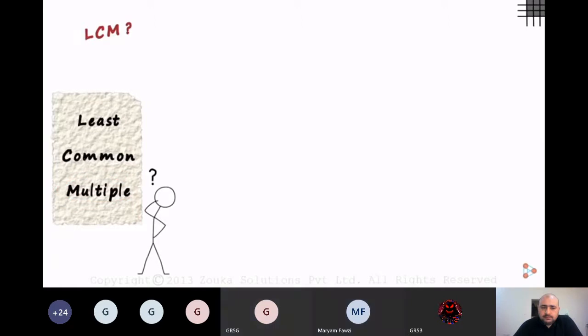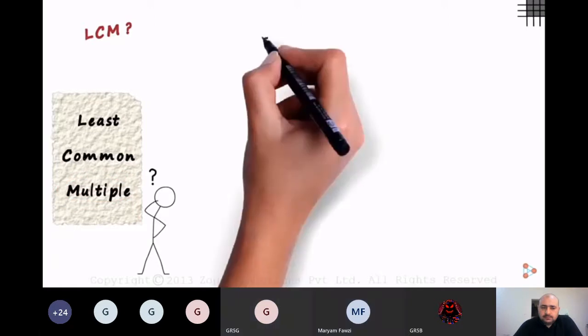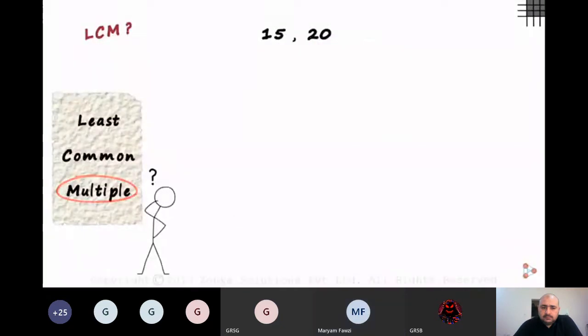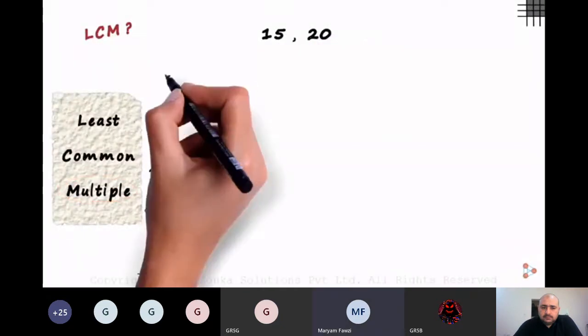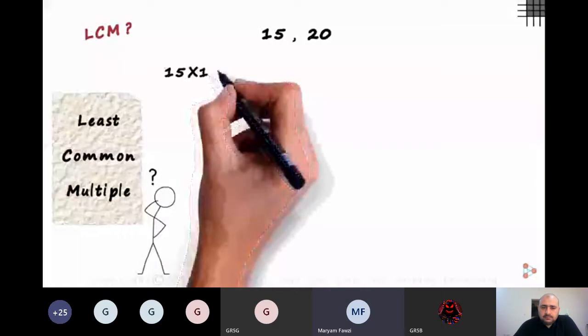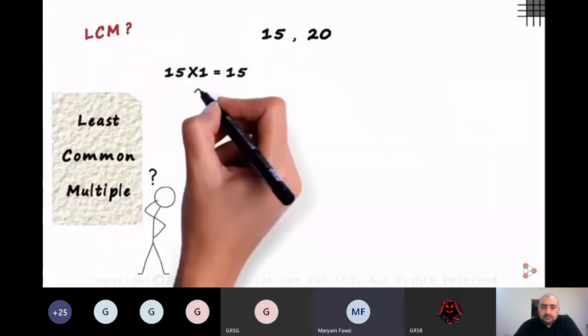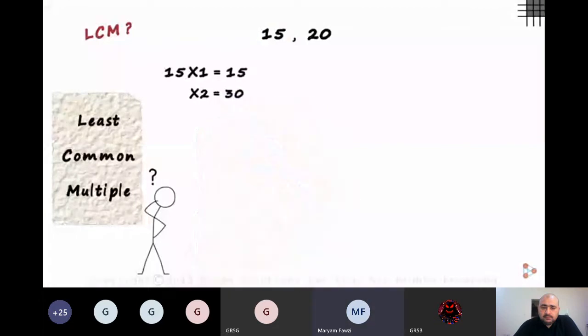Let's say we want to find the LCM of 15 and 20. Let me explain what a multiple is. 15 multiplied by 1, so 15 is one of the multiples. 15 multiplied by 2 is 30.